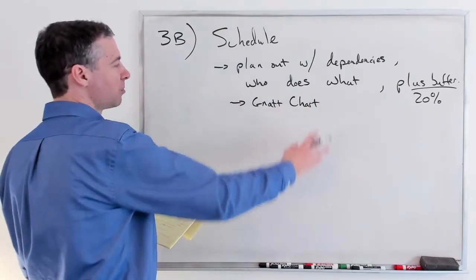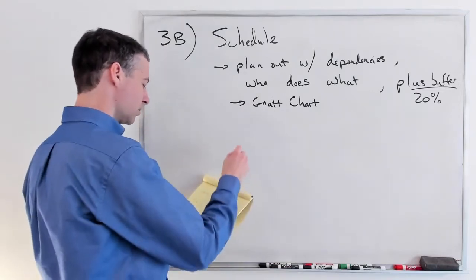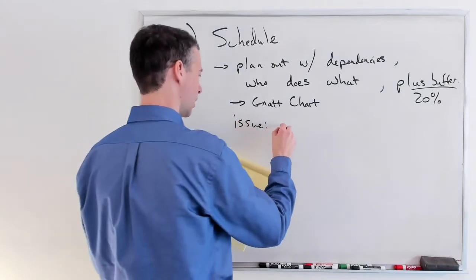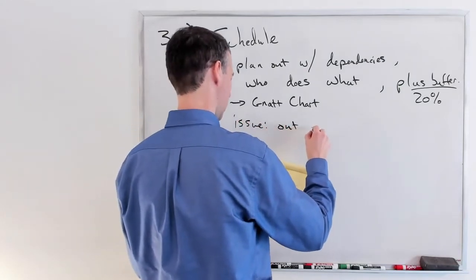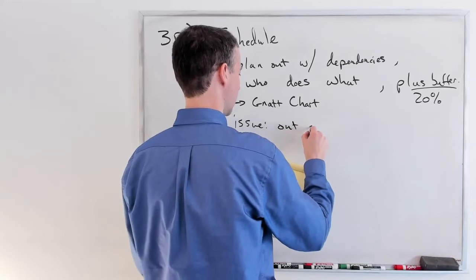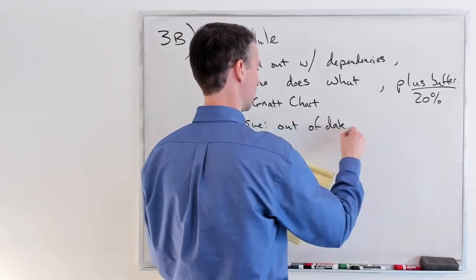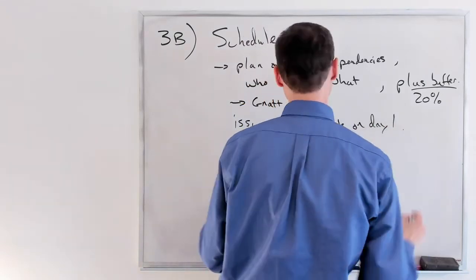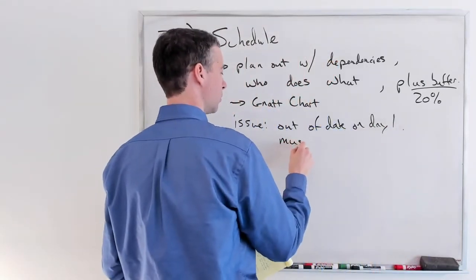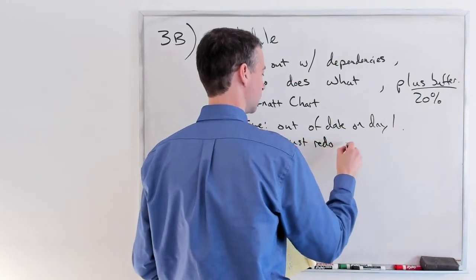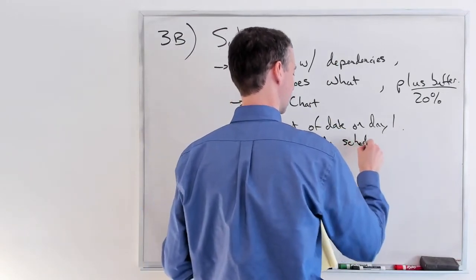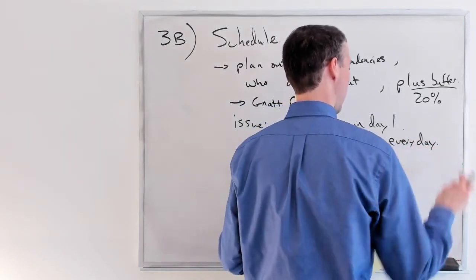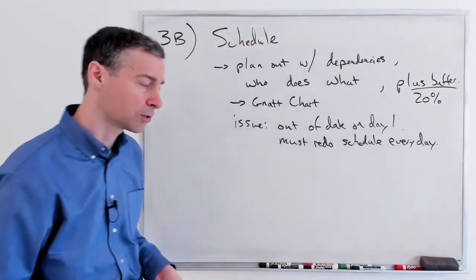You'll spend forever making your Gantt chart, and then you run into a horrible issue, which is that your chart, your plan, your schedule is out of date on day 1. Things take longer than expected, and so you must redo your schedule every day to find out what's really going to be happening in this project and whether you are on time or not.